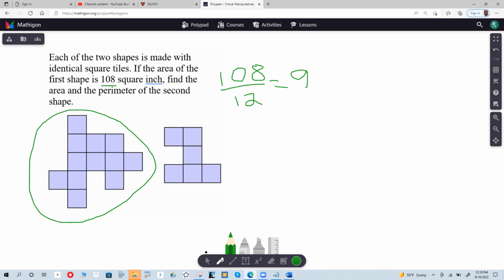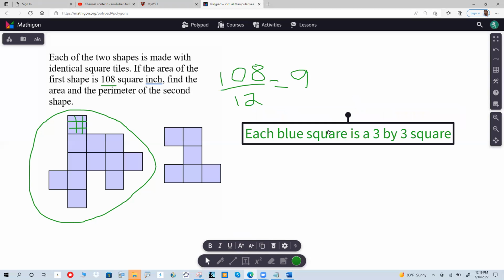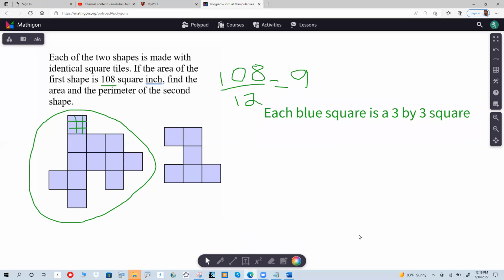So I'm not going to mess up the whole thing, but when you say this is 9, that means this has 9 squares inside. So each blue square is a 3 by 3 square. It's a good finding, important enough. Let's write it down: each blue square is a 3 by 3 square. I'm not going to change each picture. It takes forever and makes the picture look really bad. But I do have to understand that each blue square contains 9 unit squares.